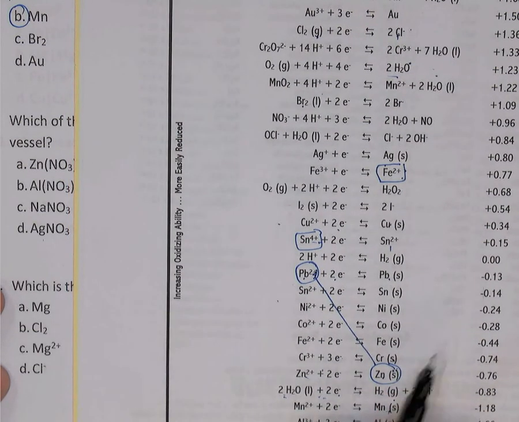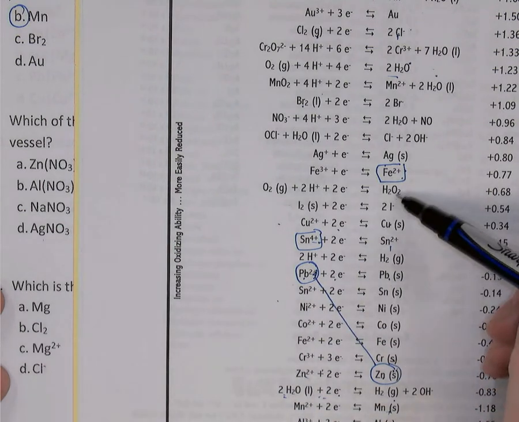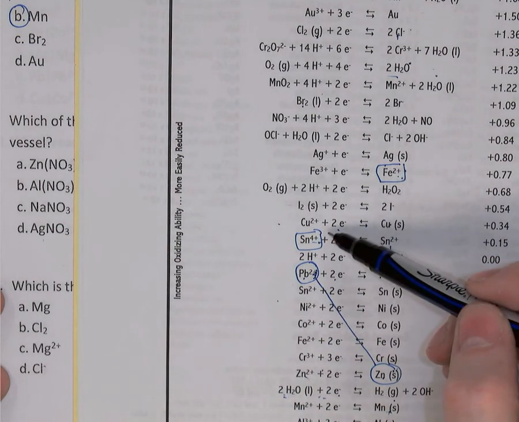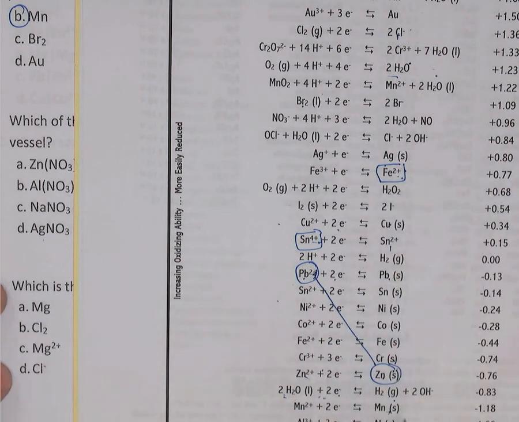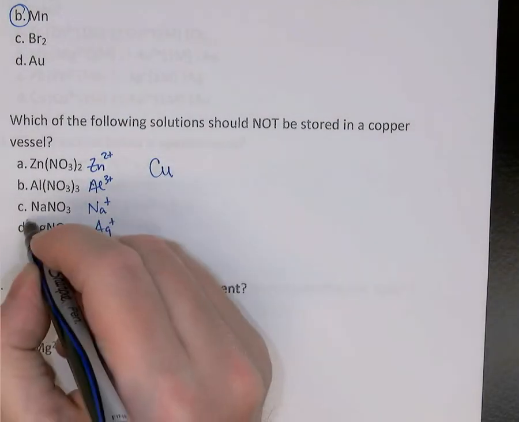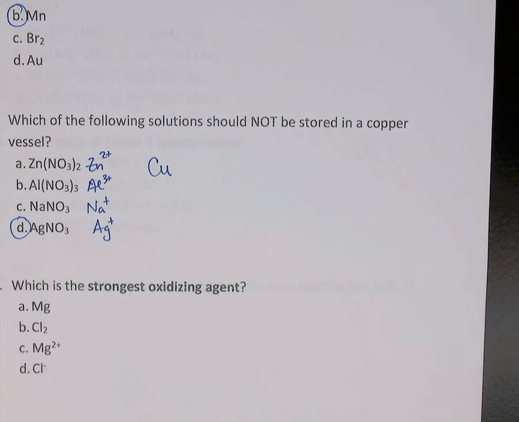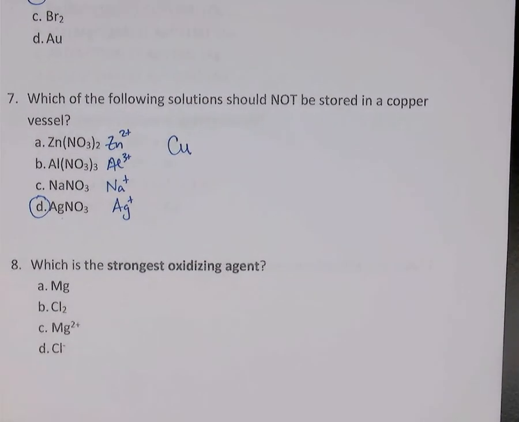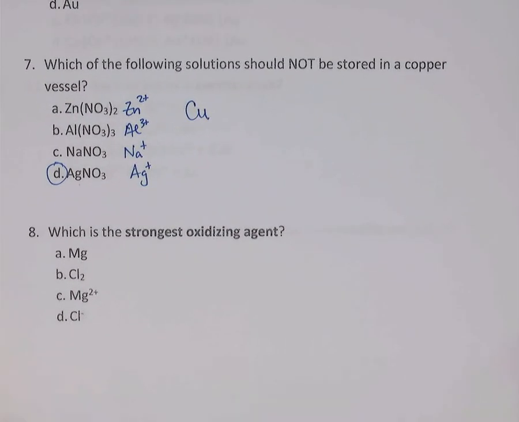But the silver looks like it's a problem. Silver is on the left-hand side of the chart and above copper, so the silver ion would react with the copper. So because the silver would react with copper, you wouldn't want to store the silver nitrate solution in a copper vessel. Number 8, which of these is the strongest oxidizing agent?